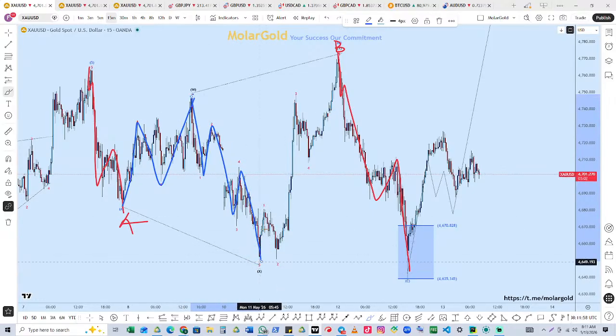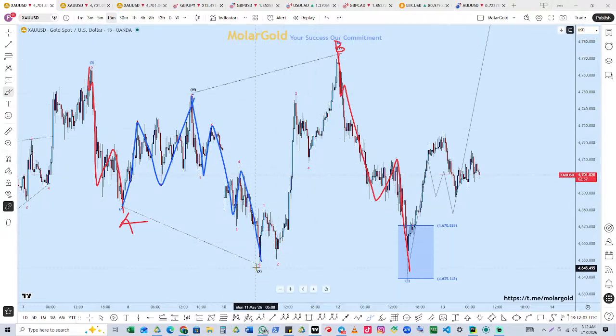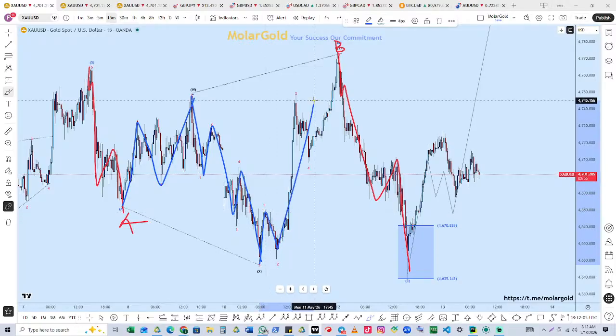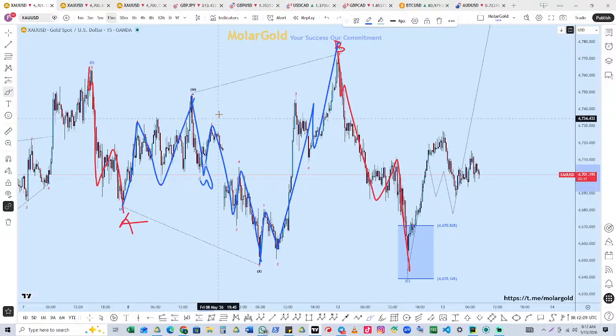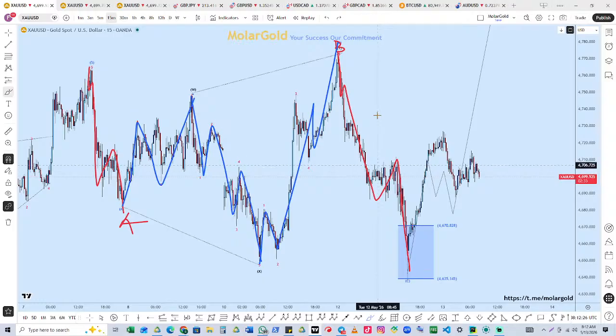Then what happened? We have a 5. 1, 2, 3, 4, and 5. 1, 2, 3, 4, and 5. Okay. So this is a W, X, Y, X, and Z right there. This is an ABC, A, B, and C. And now we have the 1, 2, 3, 4, 5. So this is the development. This actually developed in the smaller time frame.